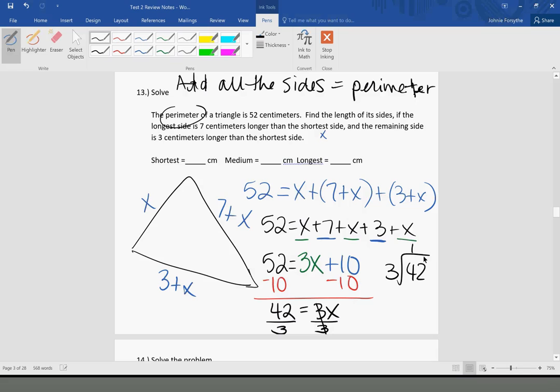So I have 42 divided by 3. 3 divides into 4 one time. 1 times 3 is 3. Subtract and bring down the 2. Then 3 goes into 12 4 times. 4 times 3 is 12 with no remainder. So x equals 14. Now, x is the shortest side, so the shortest side would be 14 centimeters. The medium side would be 3 plus x, so 3 plus 14 is 17. And then the longest side is 7 plus x, that'll be 7 plus 14, which would be 21. Okay?